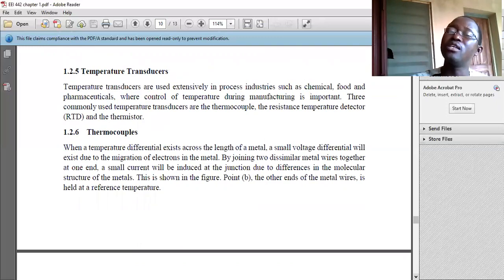And then you can calibrate a meter movement, reading these currents to indicate a measured force or pressure, depending on what you are looking at. So it's very easy for an engineer to calibrate his device, measuring force or pressure using the strain gauge in that manner. Now moving on to the next one, which is the thermocouple.